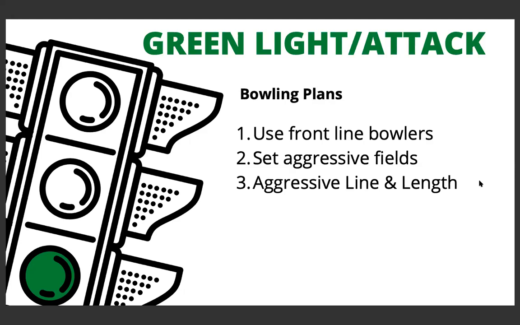So if you're setting an aggressive field and they're 3 for 5, you might take cover out and put a man in slip again. You might take square leg out and put them at gully or short leg or whatever, and try to create fields that will entice batters to make those higher risk shots or higher risk judgments so that plays into your hands as a bowler, okay?